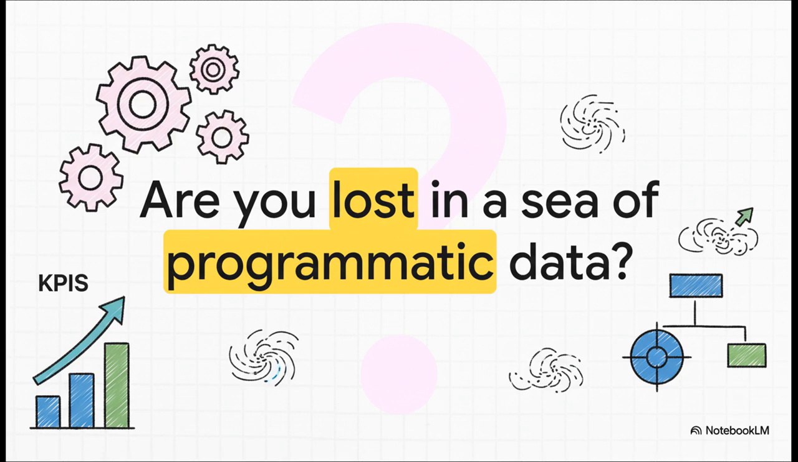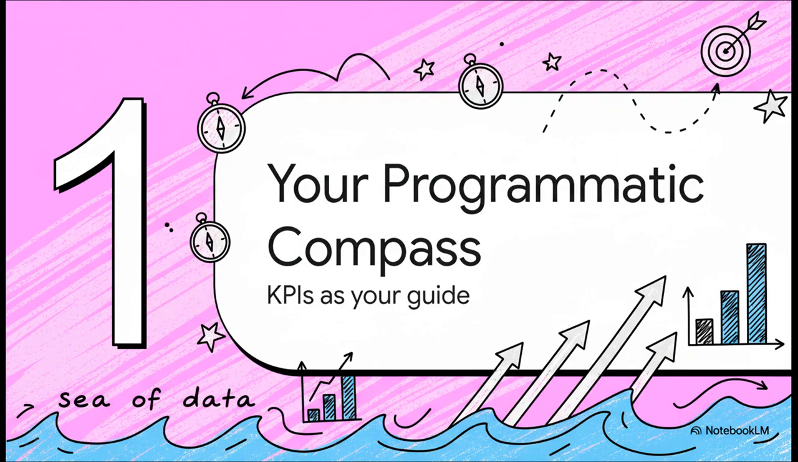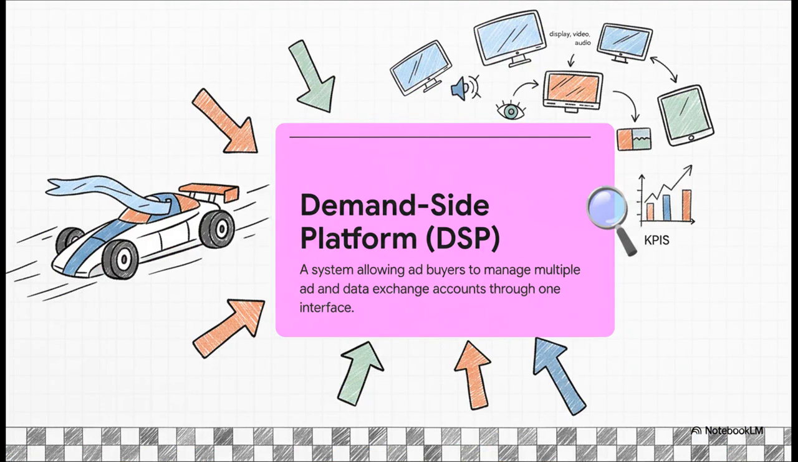We're going to demystify Display and Video 360, or DV360, by zeroing in on the handful of key performance indicators, KPIs, that actually matter. It's time to stop the guesswork and start building a truly data-driven strategy. Okay, let's dive right in. The key to navigating this whole sea of data is your set of KPIs. Seriously, think of them as your programmatic compass. They give you direction, they give you clarity, and they tell you if you're actually on the right path to hitting your goals.